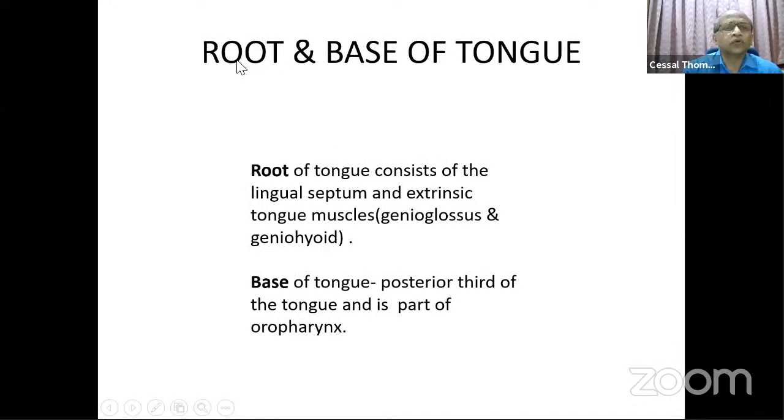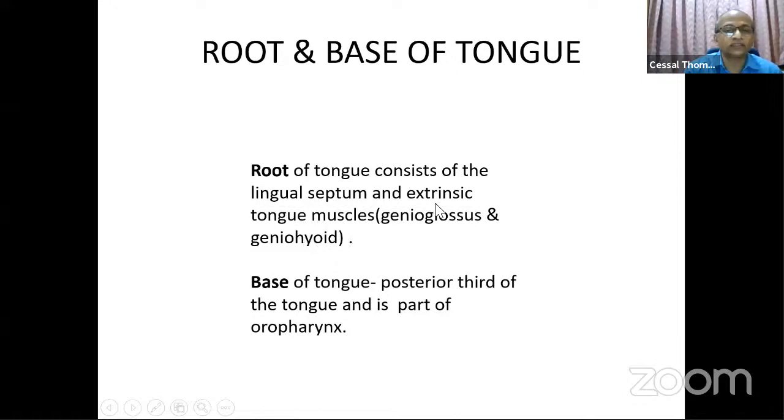Then root and base of tongue. Whether they are the same or different, actually they are different. Root consists of the lingual septum as we just saw, and also the extrinsic muscles, genioglossus muscle, not hyoglossus muscle, and also another muscle, that is geniohyoid. Actually that forms the floor of the mouth, geniohyoid muscle. This is not part of the extrinsic muscles of tongue, geniohyoid.